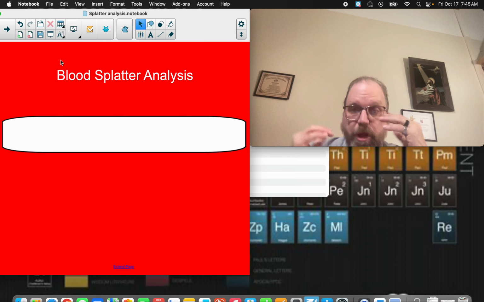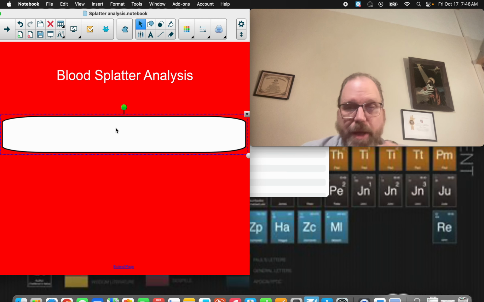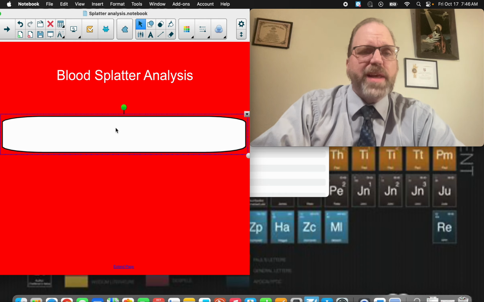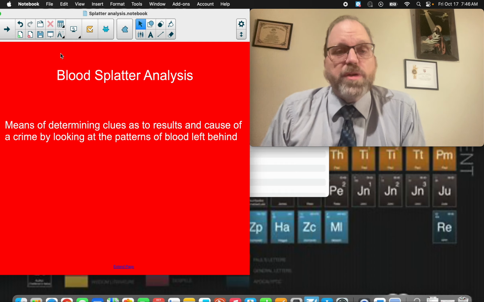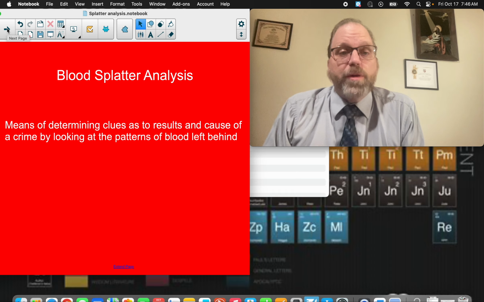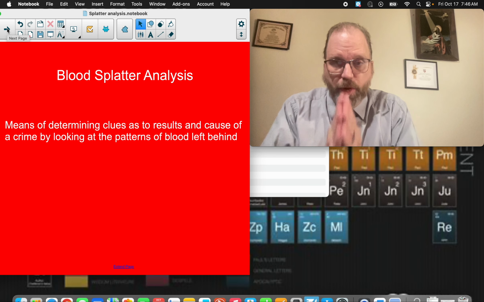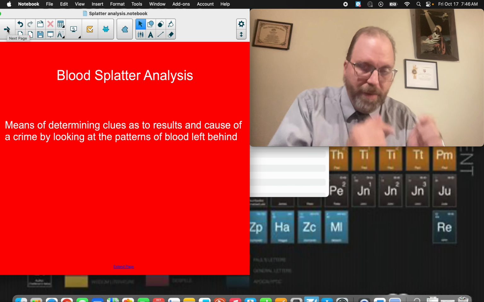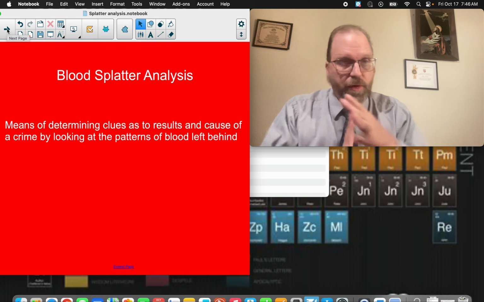Now, this has become a really huge area, and you can actually get certification to be an expert in blood splatter analysis. So what exactly is blood splatter analysis? Blood splatter analysis is a means of determining clues as to the result and cause of a crime by looking at the patterns of blood left behind. So the blood that is present at a crime scene, we look at to identify key evidence that we can point back to the victim, the perpetrator, and the crime that was committed.